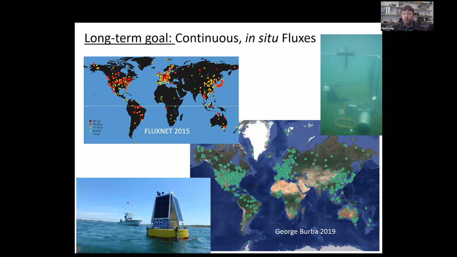So the question for our technology advancement is, how do we enable that underwater? And the pictures that you see in the water here are a buoy and lander system that we've developed to enable these long-term flux measurements underwater.